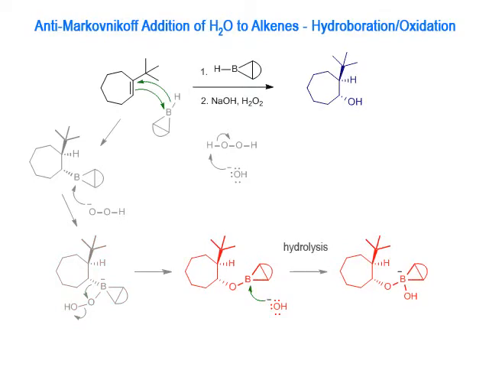Since the boron is now 3-valent again, it can be attacked by the Lewis basic hydroxide to form a new 4-valent boron species. From here, the alkoxide breaks off and deprotonates the water solvent to give the alcohol product.